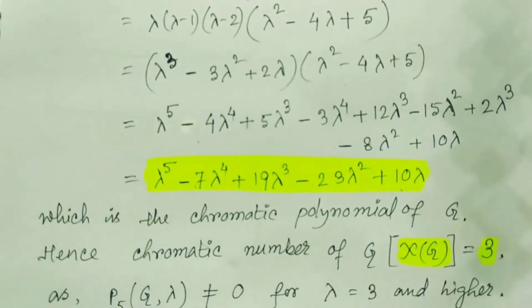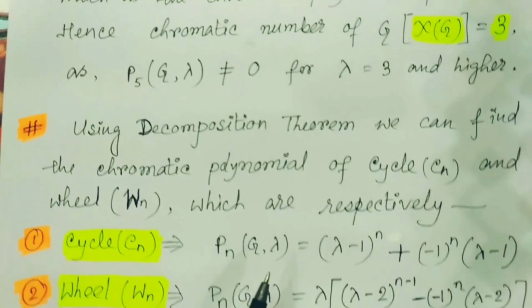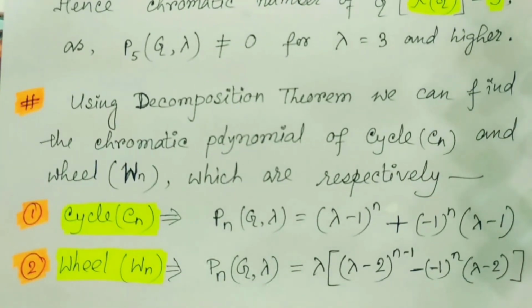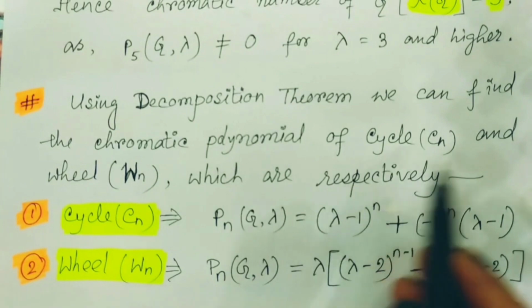Hence the chromatic number also we can find out from here. We will know that if we substitute the lambda values as 1, 2, 3, 4, then for which minimum value of lambda the chromatic polynomial gives a non-zero value, that particular lambda value is the chromatic number. Here we will find out that if we substitute lambda equals 3, then it gives a non-zero value, so the chromatic number for this given graph is 3, and this is the chromatic polynomial. So using this decomposition theorem, we can find the chromatic polynomial for the cycle and the wheel.